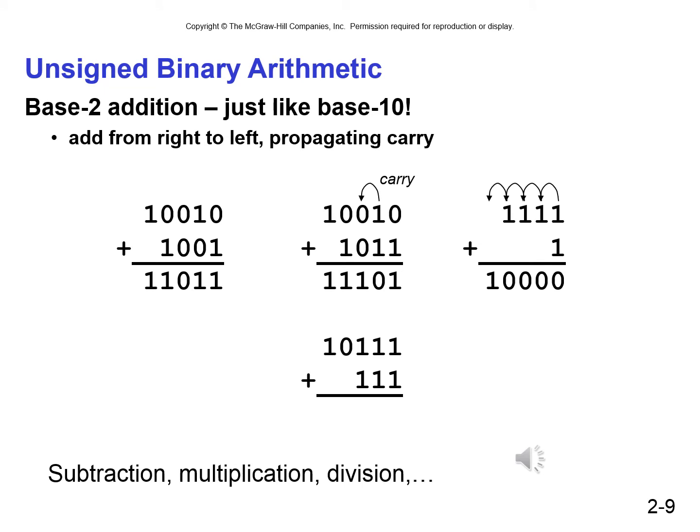Here we have several unsigned binary arithmetic problems, base 2 addition. It's just like base 10. So let's take the first one on the left, 1 0 0 1 0 plus 1 0 0 1.